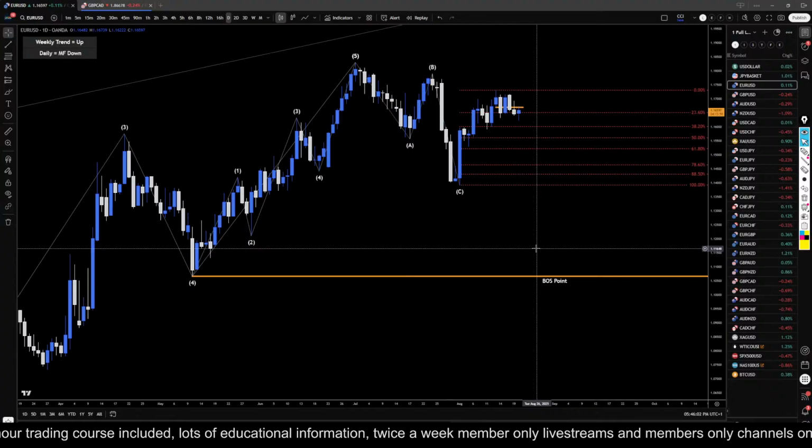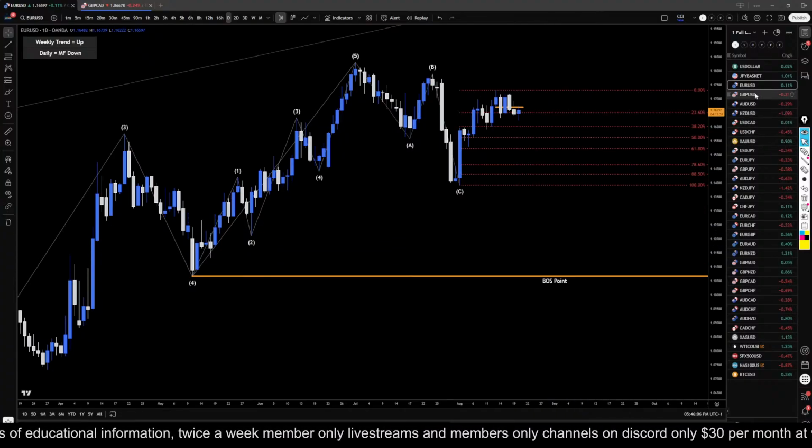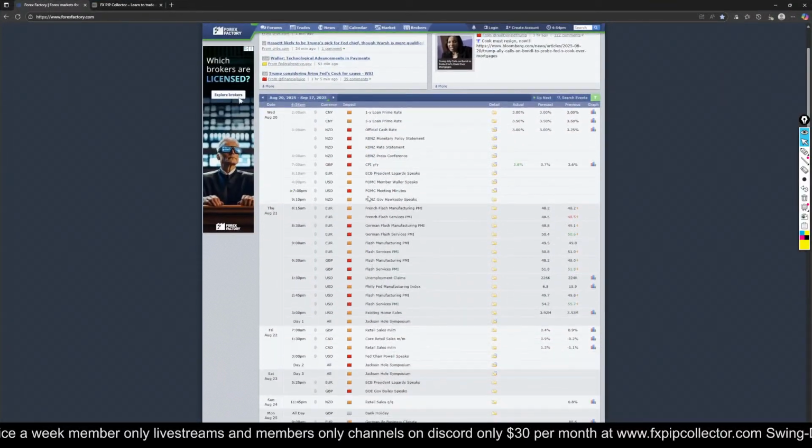So, anyways, yeah, PMI is tomorrow, so that's probably a pretty good news event. What do we have for the dollar the rest of this week? Today's the 20th.